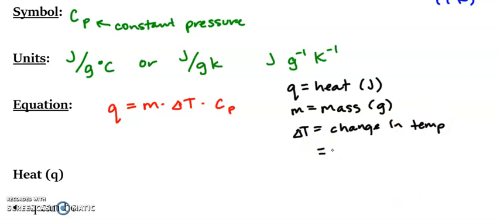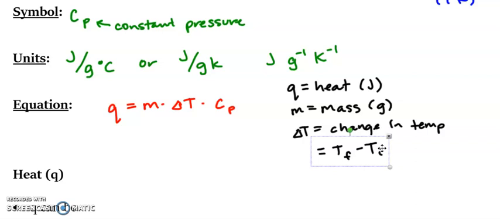So to calculate a change in temperature, you have to do your final temperature minus your initial temperature. And it has to be final minus initial. It will not be an absolute value. Like it will not necessarily be biggest minus smallest. So be very careful there. And then C sub P is obviously specific heat.